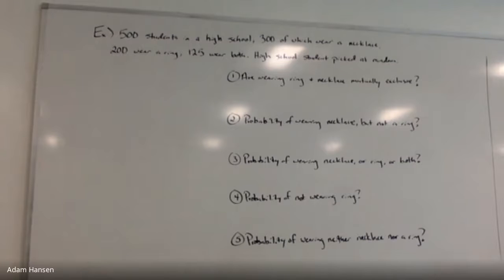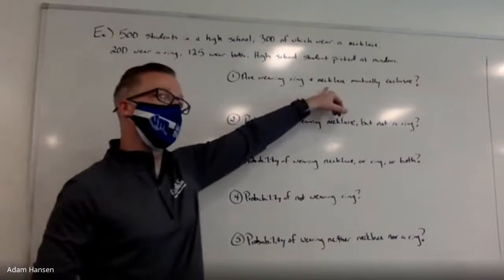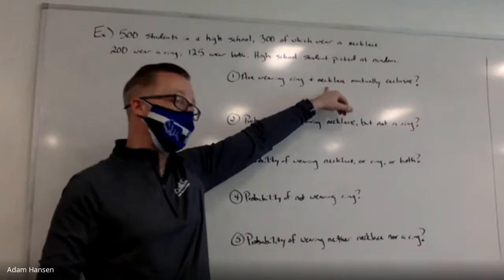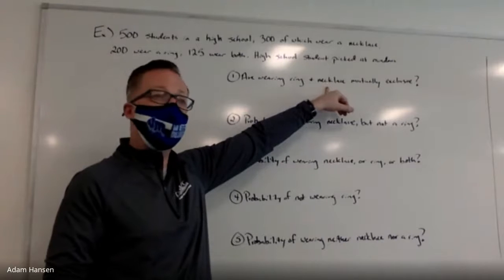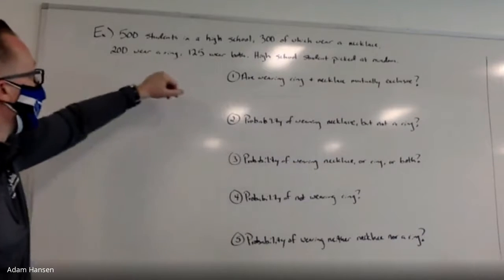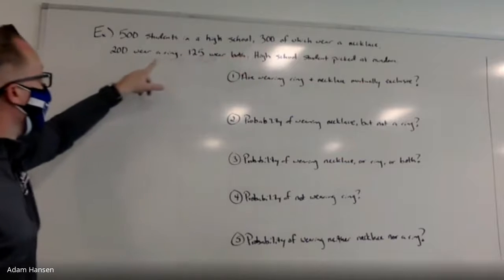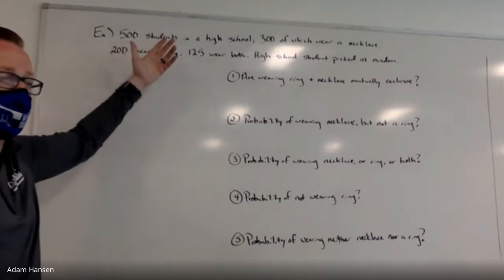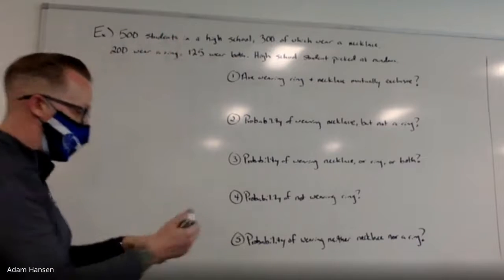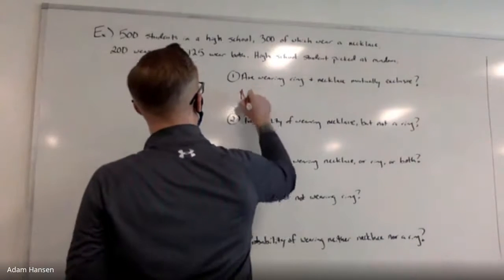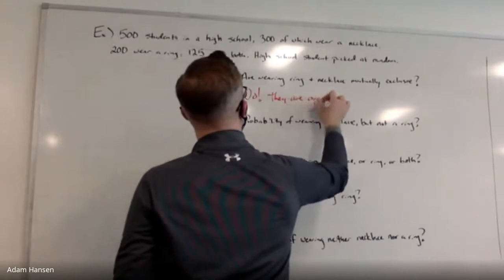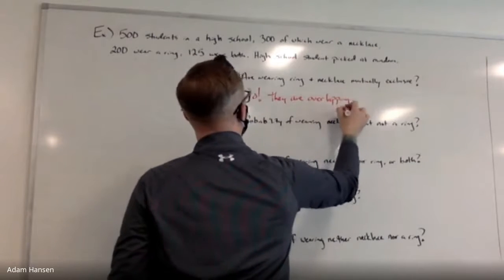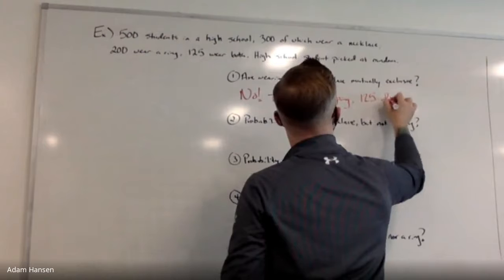Let's first make sure we know what's going on. Sylvia, are wearing a ring and a necklace mutually exclusive? Can you do both? Yeah. So are they mutually exclusive? No. They're overlapping, aren't they? Because there are some students that wear a necklace. There are some students that wear a ring. In fact, how many wear both? We're told that, aren't we? 125. They are overlapping. 125 do both.